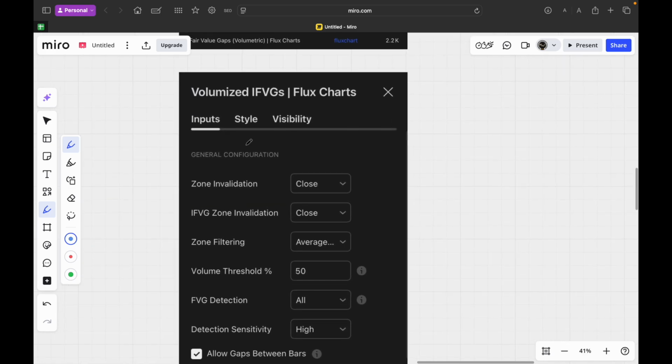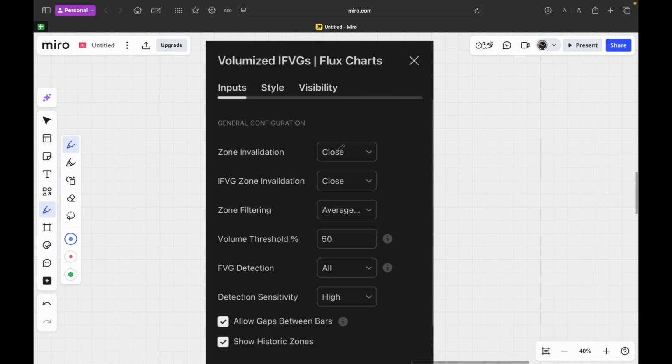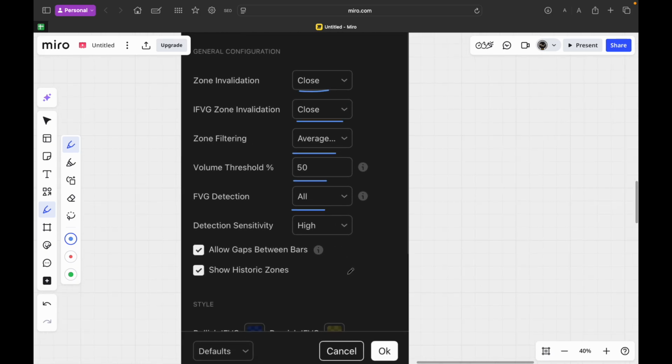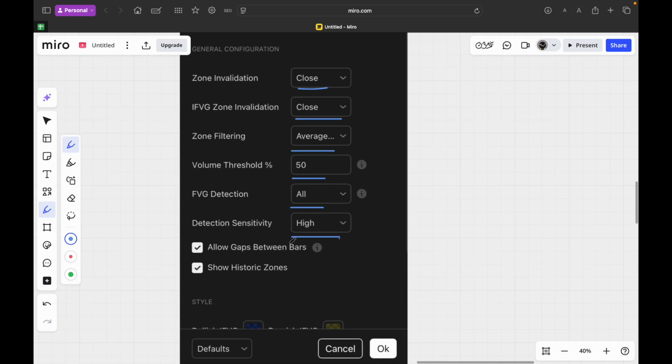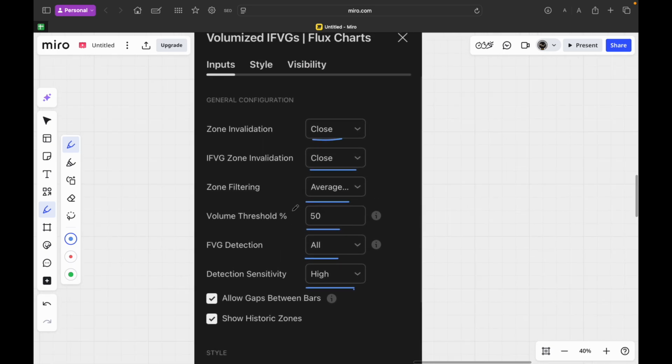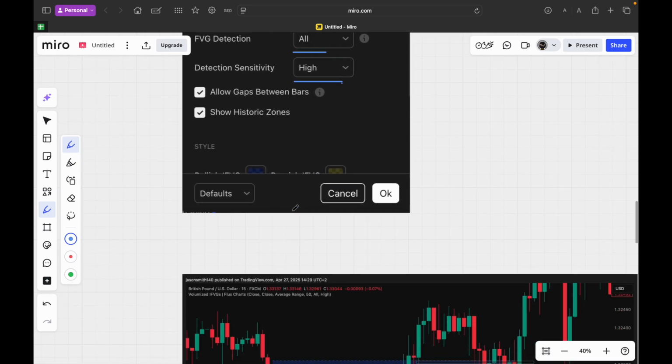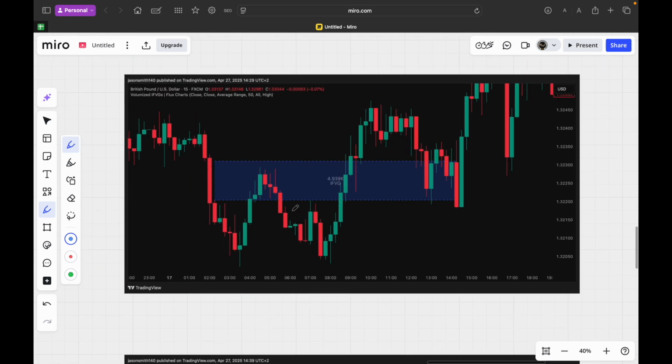These are the settings that I use: the zone invalidation close, the IFVG invalidation close, zone filtering on average, threshold on 50, FVG detection all, and the sensitivity you can play around with. There's low, normal, high, and extreme. I like the high. And then you can just choose the settings, and these are the settings I use. Now, how does it look?